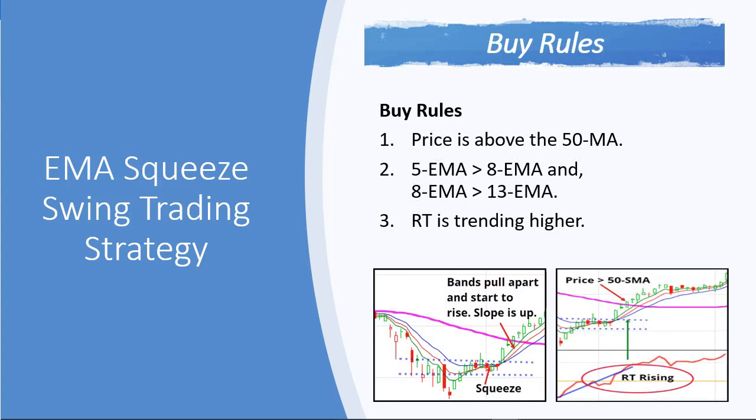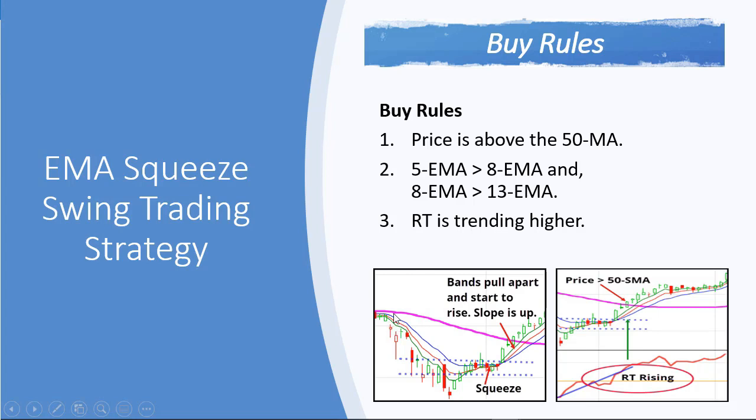Okay, so here's what it looks like. We'll look at some charts within VectorVest in a moment. Here you've got two charts, the one at the bottom left. Again, the buy rules are right at the top. The purple or pink line here is the 50-day simple moving average. The green moving average is the 5-day EMA. The red line is the 8-day EMA, and the blue line is the 13-day EMA.